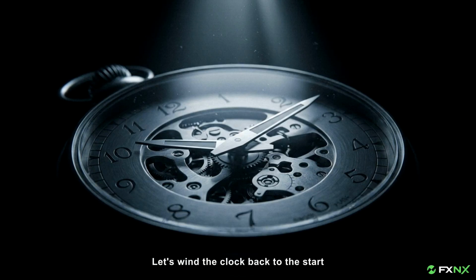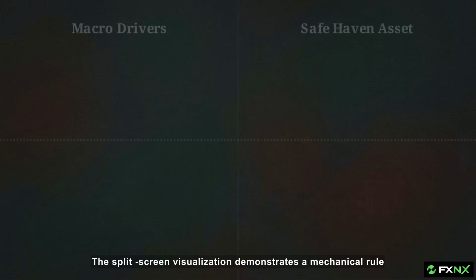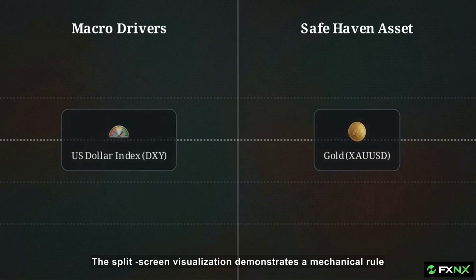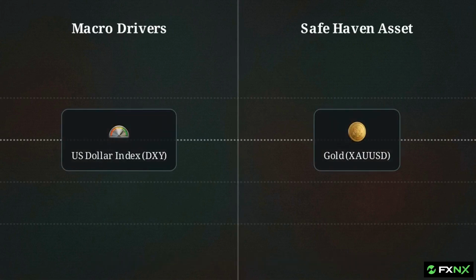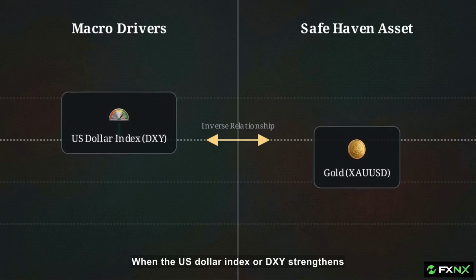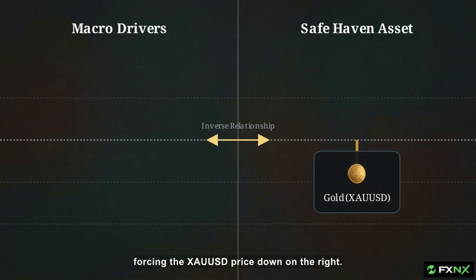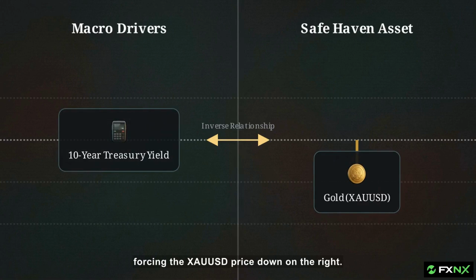Let's wind the clock back to the start of that failed trade. The very first error happened before the position was even opened, analyzing the gold chart entirely in isolation. This split-screen visualization demonstrates a mechanical rule of pricing. Because gold is valued in US dollars, the two maintain an inverse relationship. When the US dollar index, or DXY, strengthens on the left, it takes fewer dollars to buy an ounce of gold, forcing the XAUUSD price down on the right.